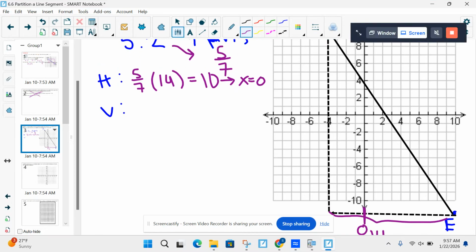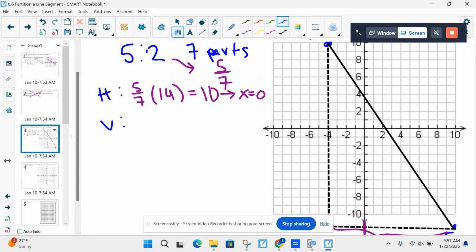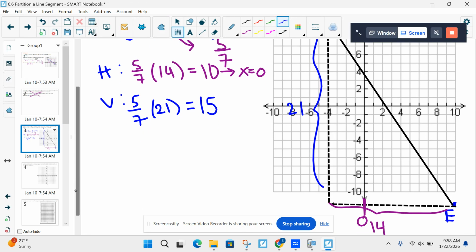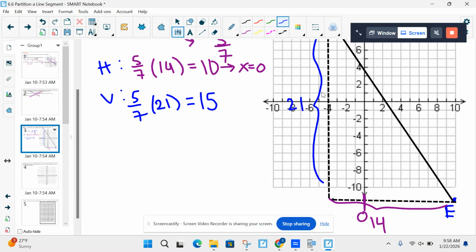And then vertically, we have negative 11 to 10. What's the distance between negative 11 and 10? 21. So 5/7 of 21 is equal to what? 15. That means that our partition point is going to be 15 units up from negative 11, which will be at 4. And if you plot the point, if you draw it correctly, that means that the y-coordinate should be at 4, and your coordinate is 0, 4.